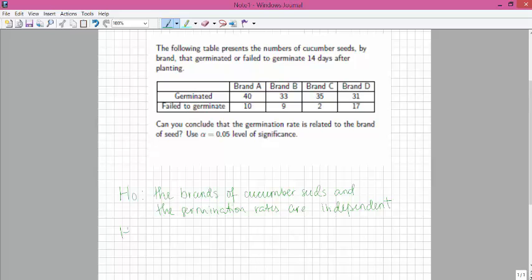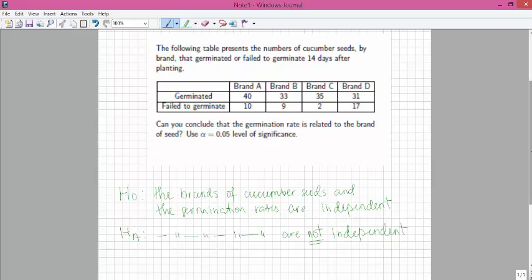And then the alternative hypothesis would say the same thing, right? But they are not independent. So one or two, or maybe all of them just produce completely different rates of germination. All right, so in the context of the problem, we'll write those hypotheses. What do we do next?